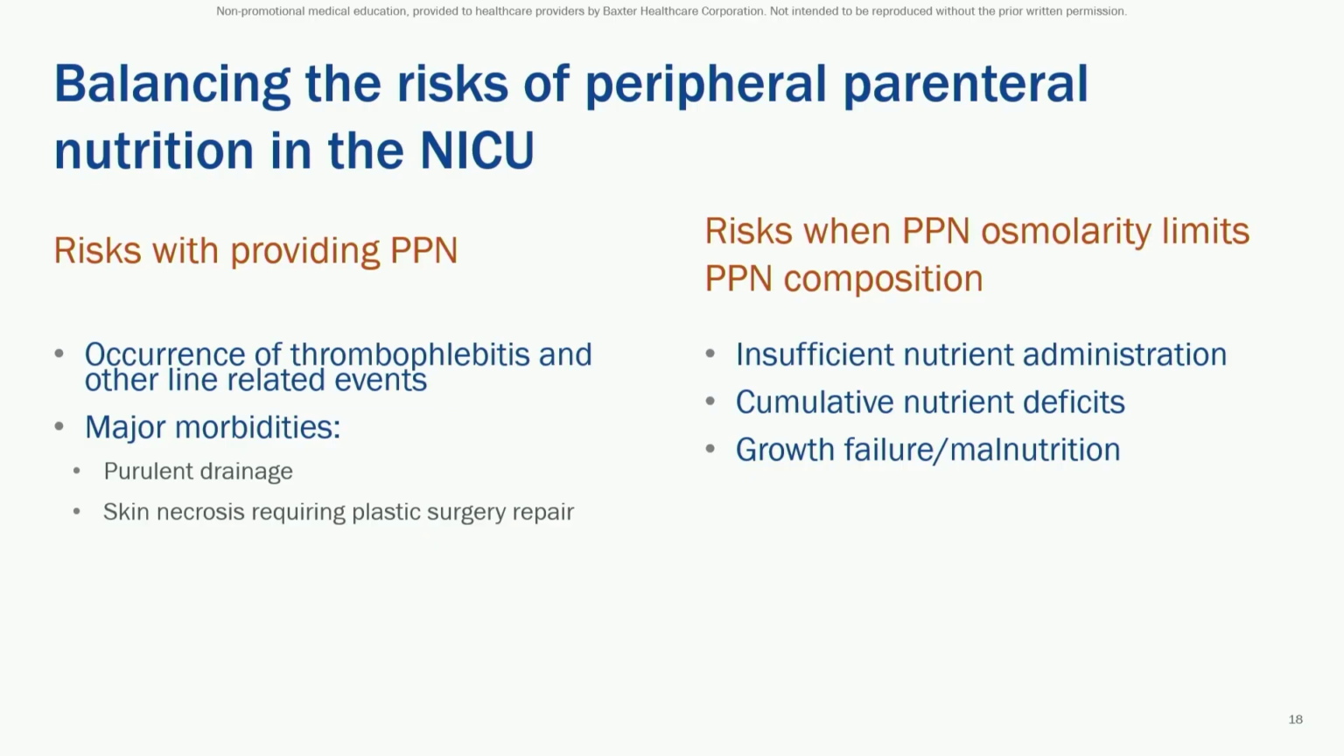So when we think about how we evaluate these cutoffs, we need to think about evaluating the risk. So what are some of the risks with providing peripheral parenteral nutrition? We can have occurrence of thrombophlebitis and other line-related events, which can lead to morbidities, including purulent drainage, skin necrosis requiring plastic surgery repair. But what are the risks when we have excessive limitation on our osmolarity within peripheral parenteral nutrition? We can have insufficient nutrient administration, which can lead to cumulative nutrient deficits, which can then lead to growth failure, malnutrition.